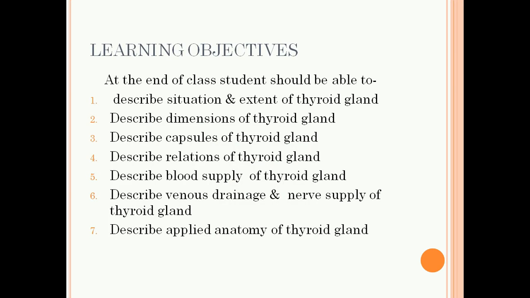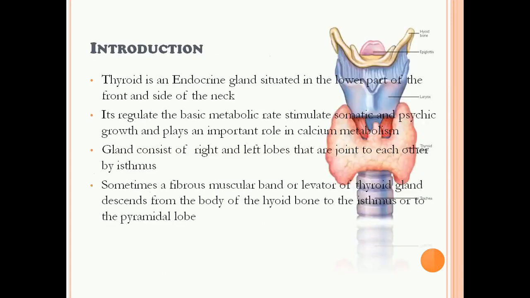So today's learning objective will be, at the end of the class you will be able to know about the dimensions of the gland, the capsules covering it, the relations, the blood supply of the gland, venous drainage, nerve supply and its applied anatomy. So first, thyroid is an endocrine gland which is situated in the lower part and in the front of the neck.